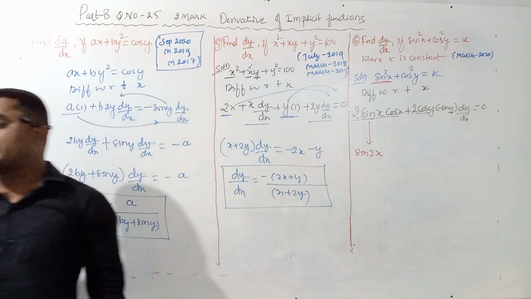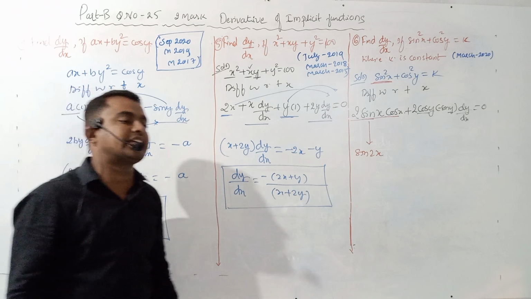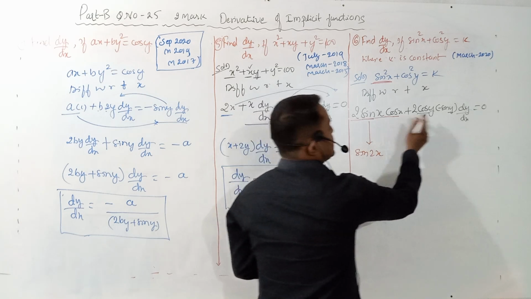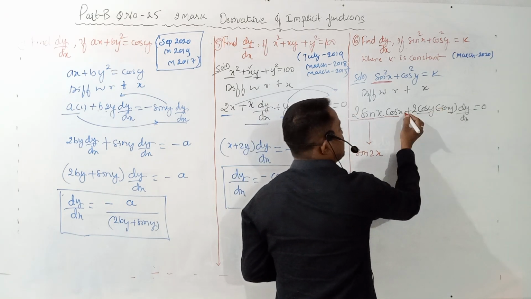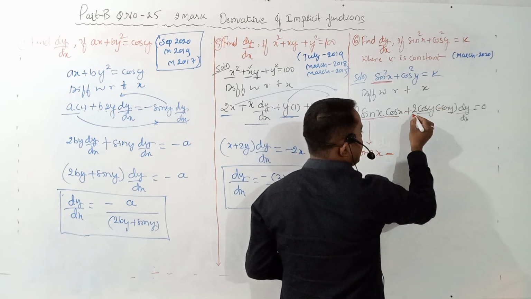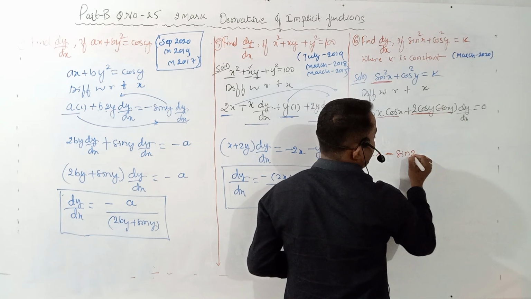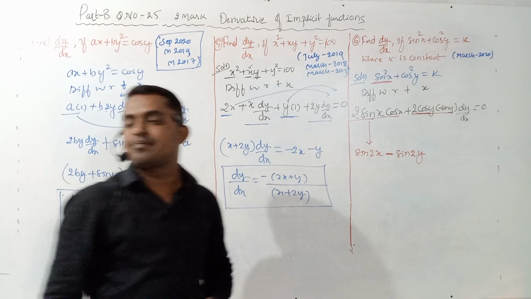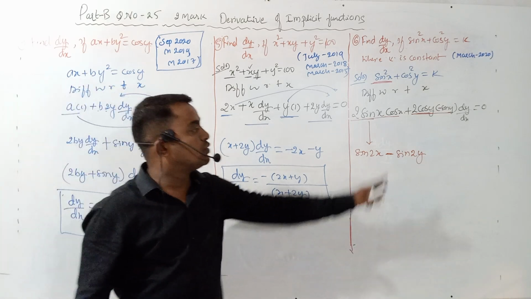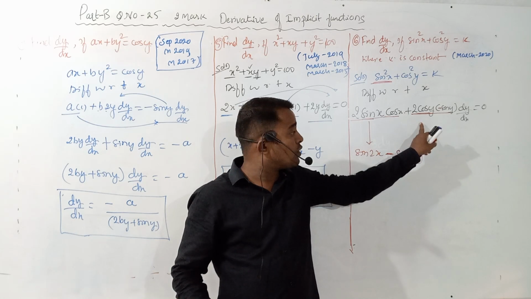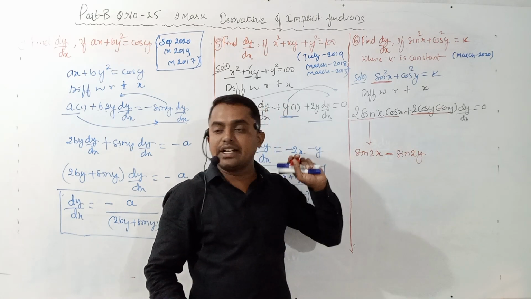Sin 2x is nothing but 2 sin x cos x, that is, sin 2 theta is nothing but 2 sin theta cos theta. Plus into minus, take this minus sign outside, plus into minus is minus. Again, this one, 2 cos y sin y is nothing but sin 2y. Again we are applying the double angle formula. 2 cos y sin y or 2 sin y cos y, both are the same. 2 cos y sin y is nothing but sin 2y.